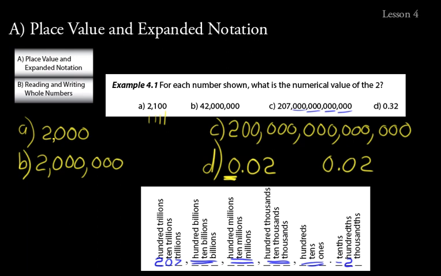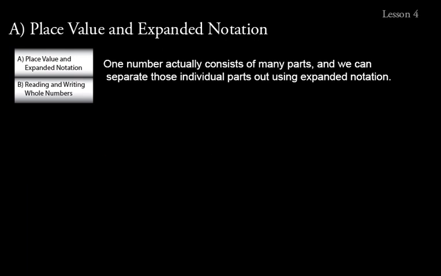Now, that example focused on one digit. Example 4.1 focused on one digit in a number and writing its numerical value. And we use expanded notation if we want to write out the numerical values of all the digits in a number. So all you do is you put a plus sign between each value. And that helps you also see the unity and diversity that is found in numbers.